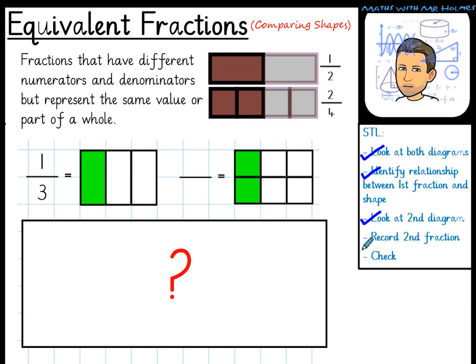We now need to record the second fraction. How many pieces are shaded in? We can see 1, 2 pieces. That's our numerator. How many pieces altogether? Well, we have 2 already. 3, 4, 5, 6. That's our denominator. 2/6. So we can say that 1/3 is equivalent to 2/6.